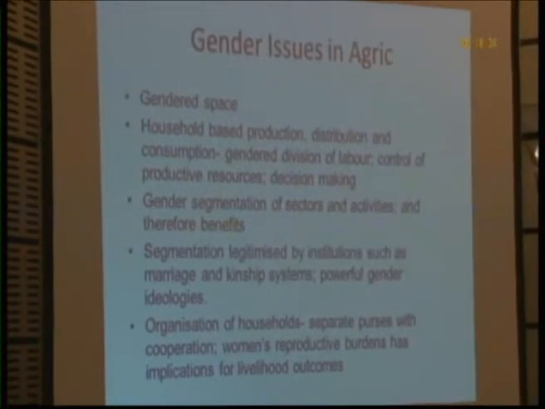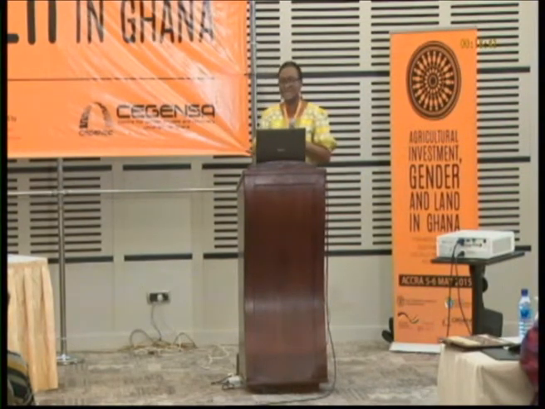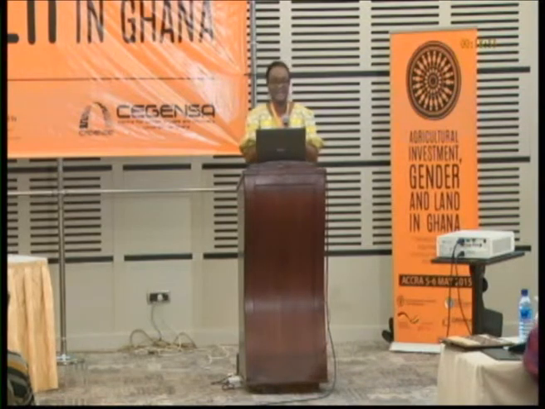Again, we notice that the segmentation is legitimized by institutions such as marriage and kinship systems, but also very powerful ideologies. So in some parts of the country, people even believe women are not farmers, even though they are very heavily involved in agricultural labor, but they are not seen as farmers. Again, the organization of households, the separate purses with cooperation between the conjugal unit, women's reproductive burdens, and so on, all have had implications for their outcome.